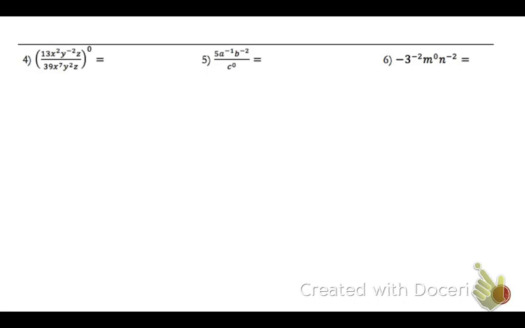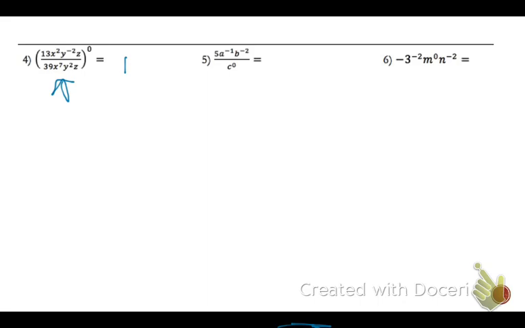Let's continue simplifying. Now notice that we have all of these terms in the parentheses on number 4 being raised to the 0 power. No matter what they are, anything, except for 0, but I don't see any zeros in there, anything raised to the 0 power is 1. So we can just rewrite that as 1.